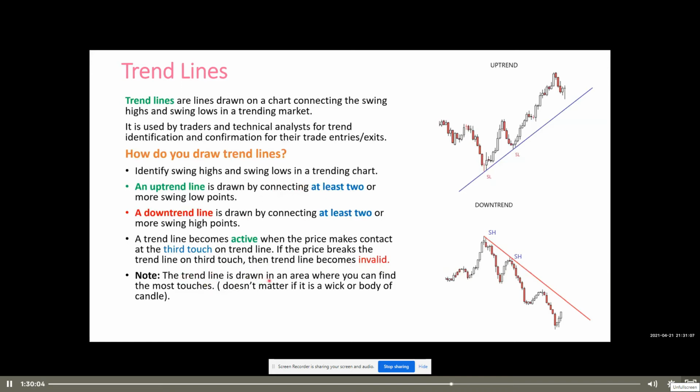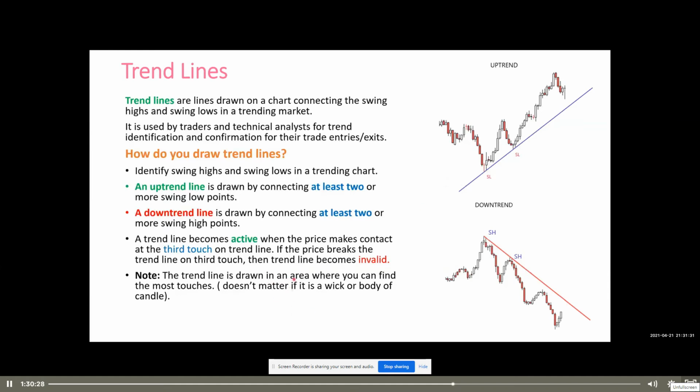So important, another question that I get, all batches ask me this question. The trend line is drawn in an area where you can find the most touches. It doesn't matter if it is the wick or the body of the candle that you connect, right? You know what the wick of the candle is, right? It's this line here, this tail wick here. It doesn't matter if you draw the trend line on the wick or the body of the candle. It's just an area where you can find the most touches, right?